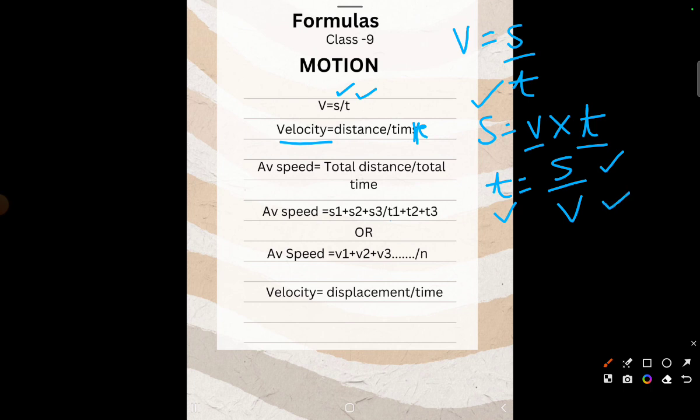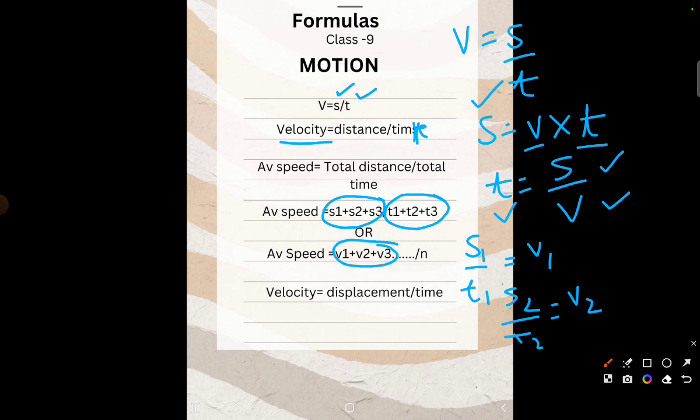Average speed is calculated by total distance divided by the total time taken. Total distance is denoted here S1, S2, S3 divided by T1, T2, T3. S1 by T1 is nothing but V1. S2 by T2 is nothing but V2. Similarly, V3. So average speed can also be calculated.